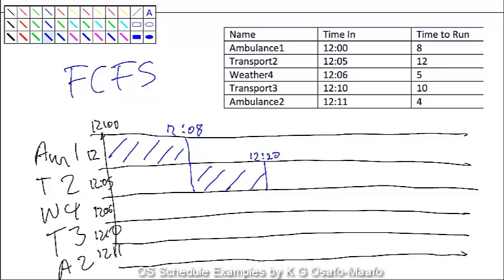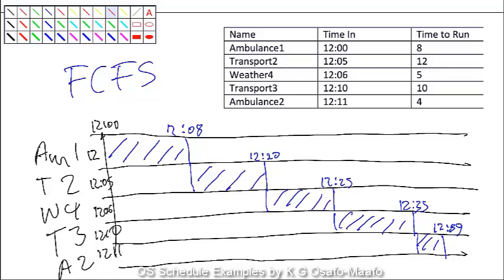Right, that one runs. Meanwhile, at 12:06, someone else had come in. That's W4, weather for 4, runs for 5. So that would be 12:25. And transport 3 runs for 10. So that's 12:35. And finally, 12:39. Right. Now there are delays, so let's look at the various delays.